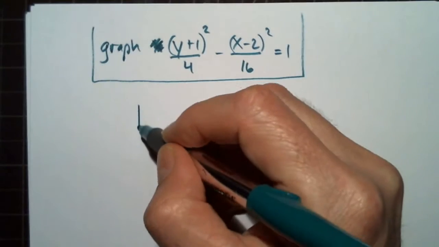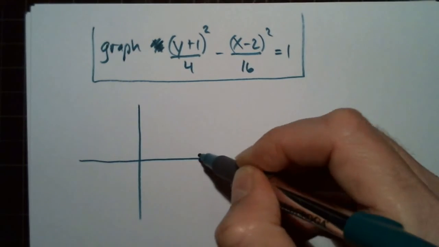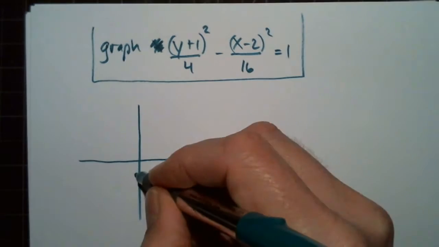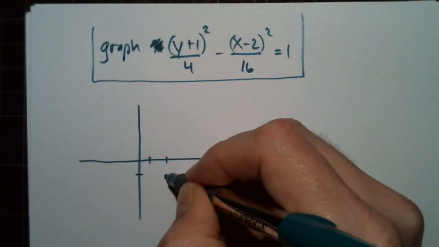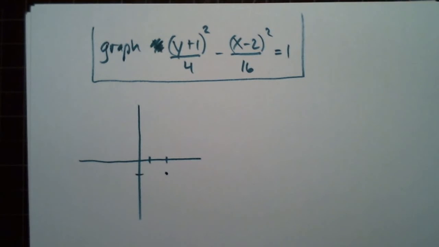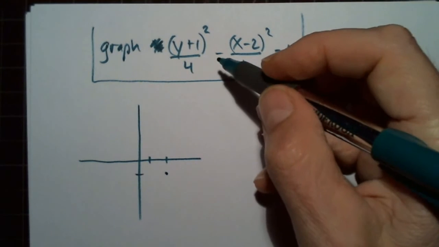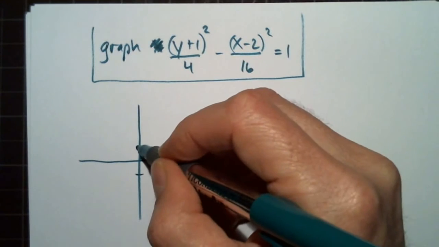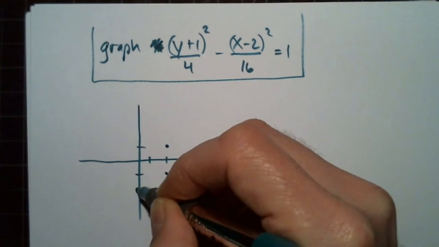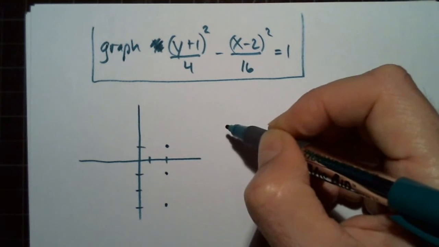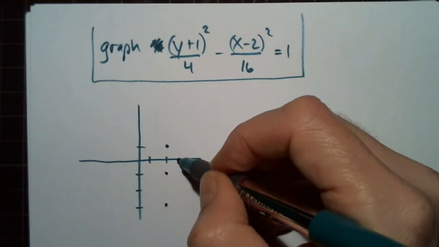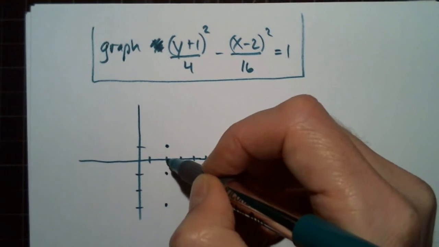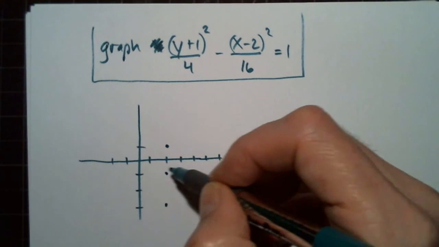And now we just have to pay attention to the translations. So the center will go down 1 and right 2. Then we follow the same steps where we're going to move vertically 2 spaces, a distance of 2. We'll move horizontally a distance of 4. 1, 2, 3, 4.